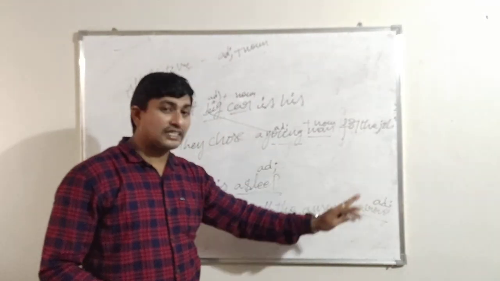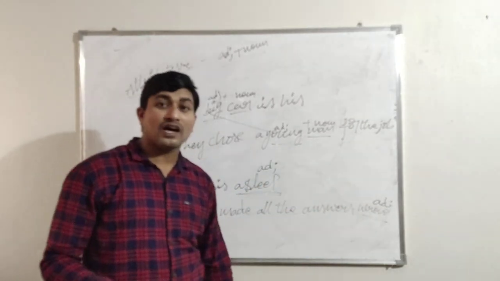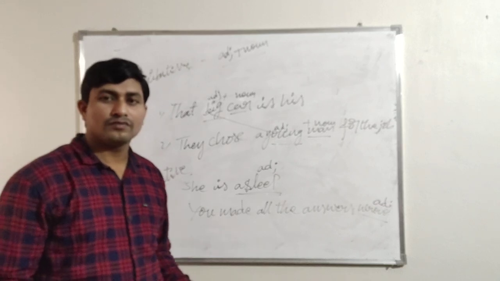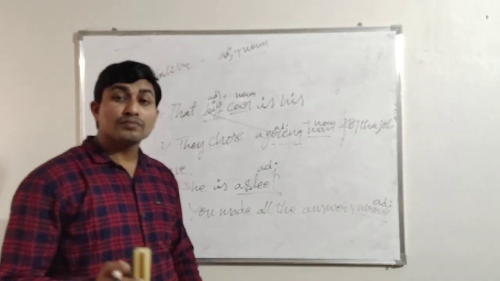Is also here an adjective. So here, asleep and wrong, both adjectives are used without a noun. So that's why these kinds of adjectives are known as predicative.